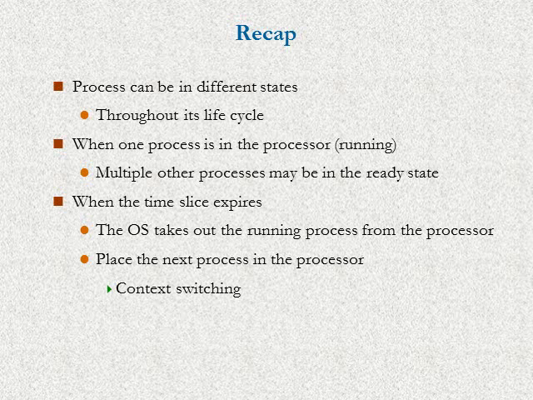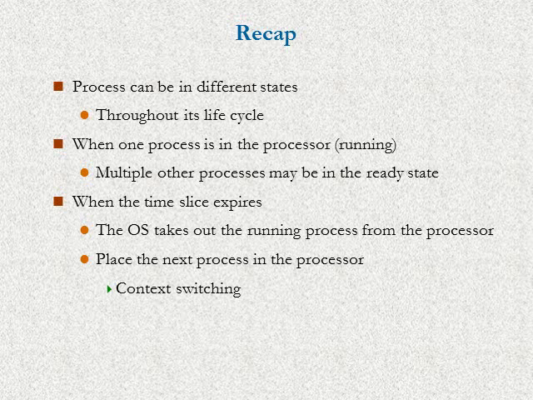In the previous class, we discussed that during its life cycle, a process can be in different states, including running, ready, and waiting. When a process is in the running state, it means that it is currently being executed in the processor. If it is in the ready state, it means that the process is ready to get executed by the processor, but meanwhile the processor is working with some other process. While if the process is in the waiting state, it means that the process is waiting for an IO operation to complete.